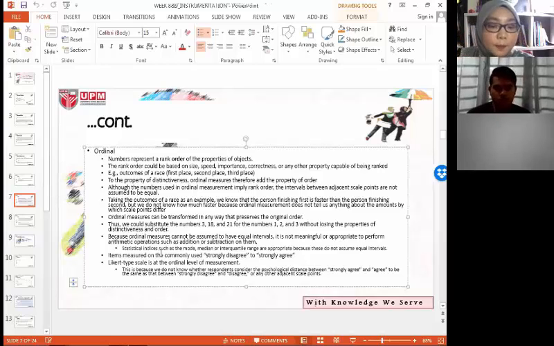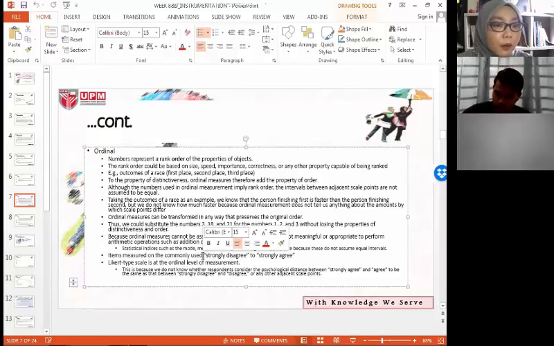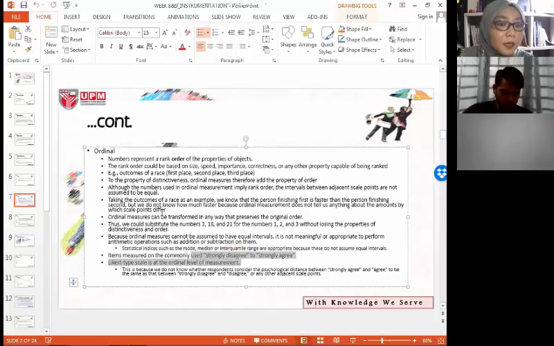Items measured on the commonly used strongly disagree to strongly agree scale: when you do your data collection, most students will use this Likert scale, ranging from 1 to 5, for example, where 1 represents strongly disagree and 5 strongly agree. The original scale is actually ordinal, because we do not know whether respondents consider the psychological distance between strongly agree and agree to be the same as that between strongly disagree and disagree, or any other adjacent scale point.